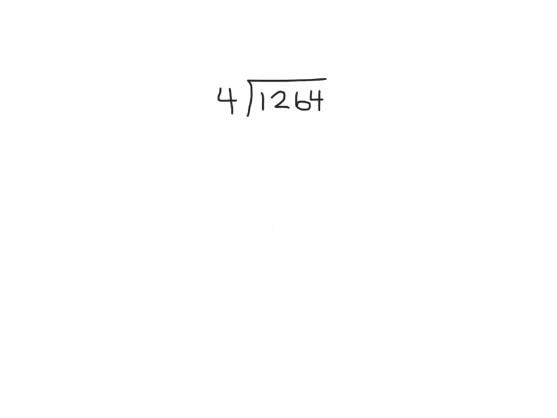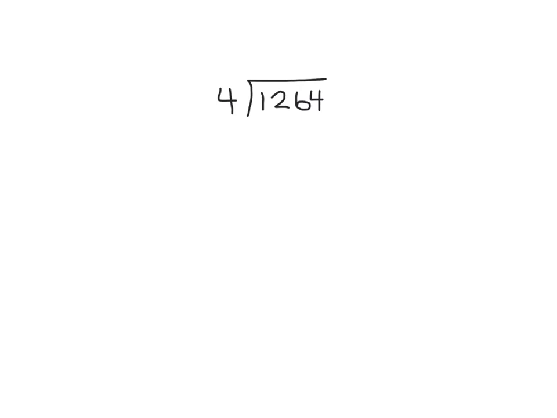So the first question that we're going to start with is 1,264 divided by 4. And in order to solve this question using the multiplying up method, what I want to do is think about my 4 times tables and think about what are the most friendly numbers that I can make that will get me up to as close to 1,264 as possible. And something that I know really well is that 4 times 3 is 12. So because 4 times 3 is 12, I know that 4 times 300 is 1,200.